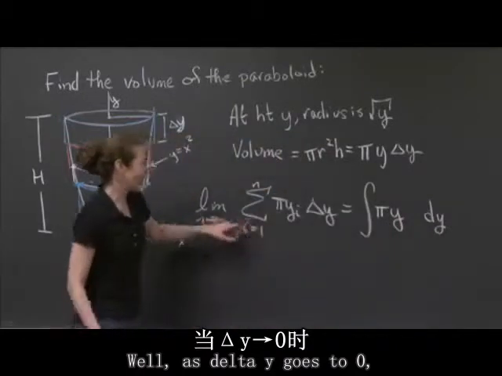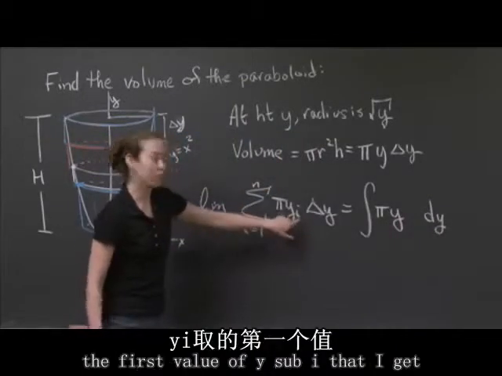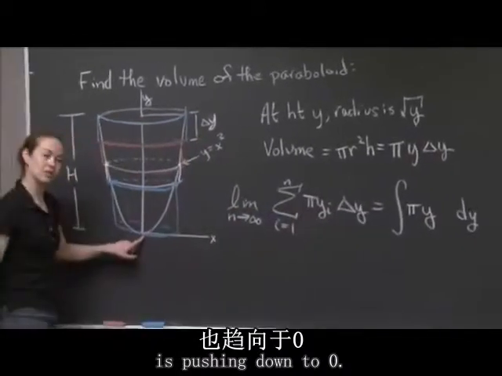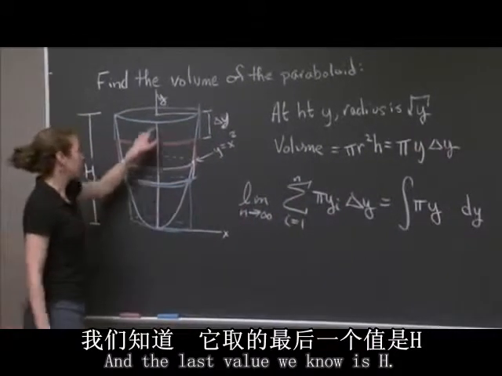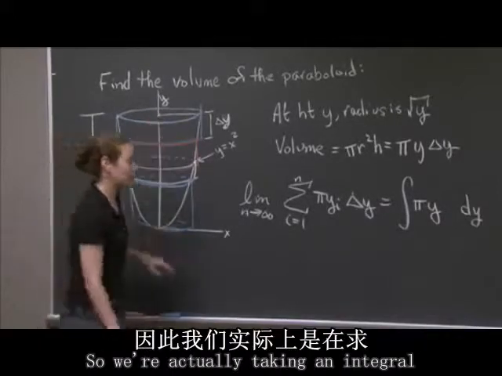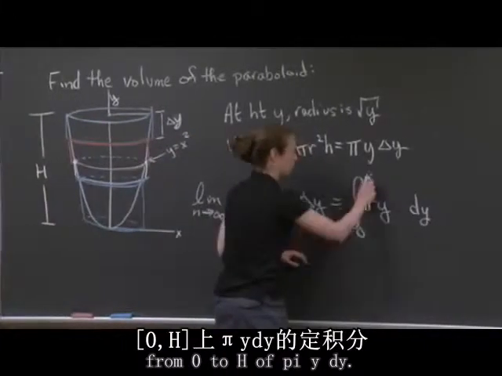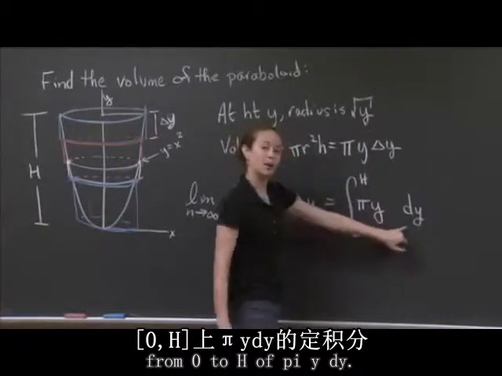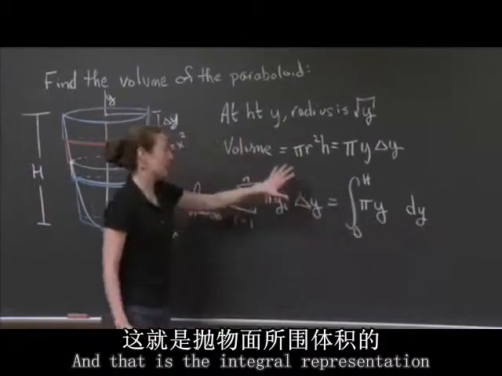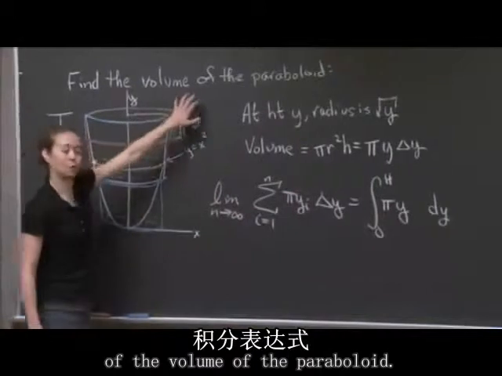Well, as delta y goes to 0, the first value of y sub i that I get is pushing down to 0. And the last value we know is h. So we're actually taking an integral from 0 to h of pi y dy. And that is the integral representation of the volume of the paraboloid.